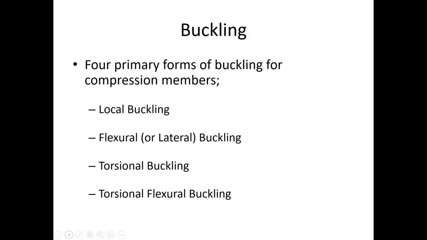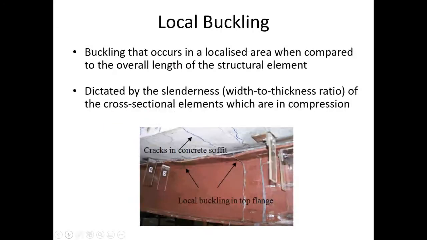There are four primary forms of buckling. You have local buckling, flexural buckling, torsional buckling, and torsional flexural buckling. So today we're going to look at local buckling. We're going to look at flexural or lateral buckling. Local buckling occurs in a localized area when compared to the overall length of the structural element.